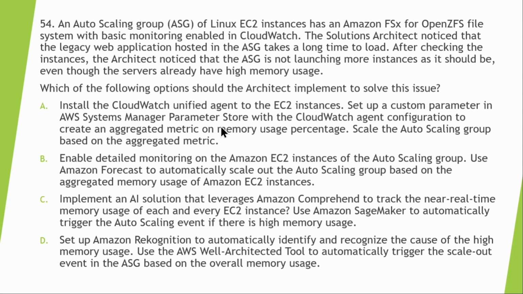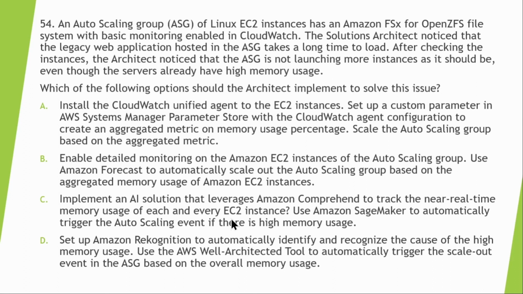Next question. An Auto Scaling group (ASG) of Linux EC2 instances has an Amazon FSx for OpenZFS file system with basic monitoring enabled in CloudWatch. The solutions architect noticed that the legacy web application hosted in the Auto Scaling group takes a long time to load. After checking the instances, the architect noticed that the ASG is not launching more instances as it should, even though the servers already have high memory usage. Which of the following options should the architect implement to solve this issue?